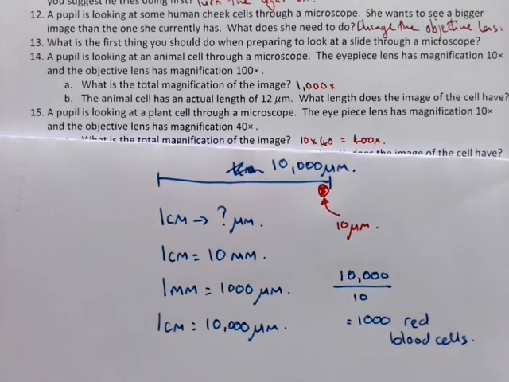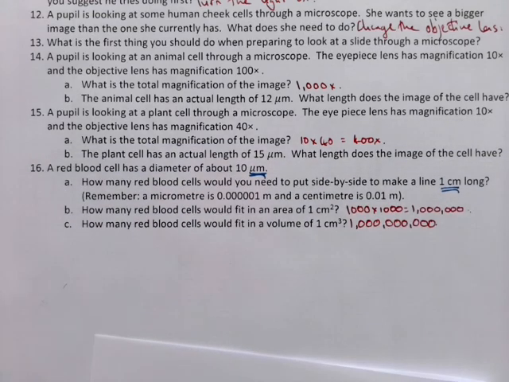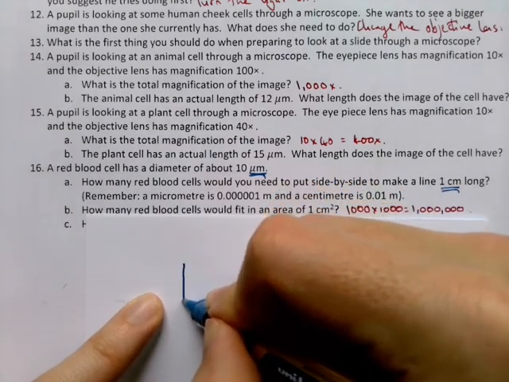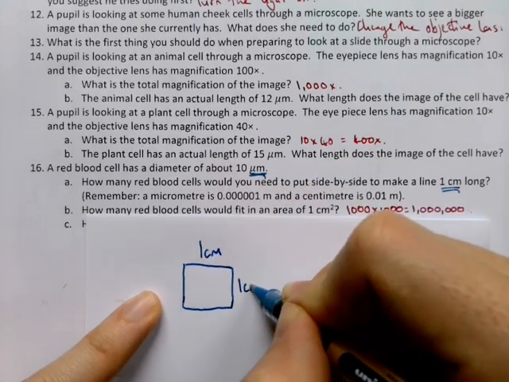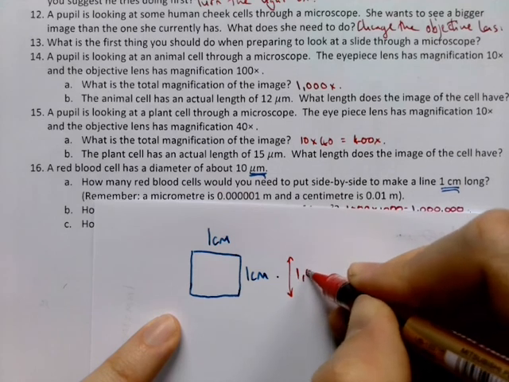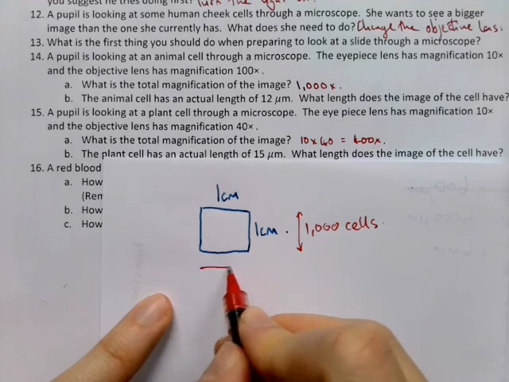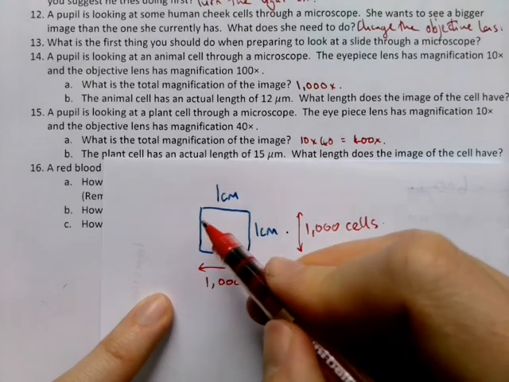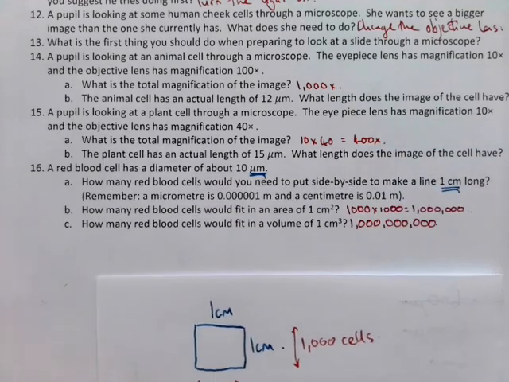Now, next, what we have is how many red blood cells would fit into an area of 1 centimeter squared. So I know that if I have, let's draw a square out, okay, and the square is 1 centimeter by 1 centimeter. I've already worked out that in this 1 centimeter here, I've got 1,000 red blood cells, okay? And if along here, that's 1 centimeter as well, then that's also going to be 1,000 red blood cells, which means that in this area here, I'm going to have 1,000 times 1,000 red blood cells, which is 1 million red blood cells.